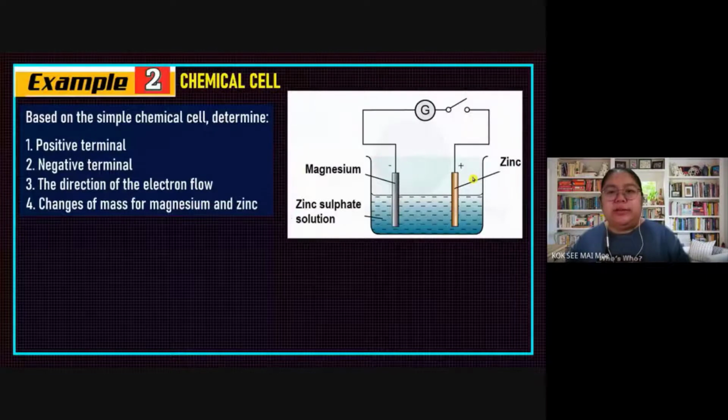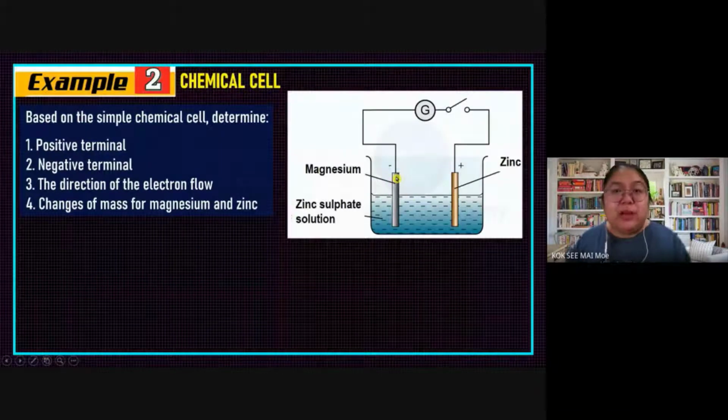Okay, now we go to the second question. We have magnesium and zinc. Which one should be more electropositive? Magnesium or zinc? Electropositive means more reactive. Which one is more reactive? Magnesium is more reactive because magnesium is at the top, number 5, and zinc is at the bottom, number 1. So that means we choose magnesium as the negative terminal.